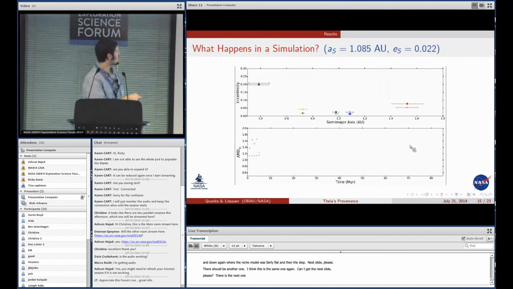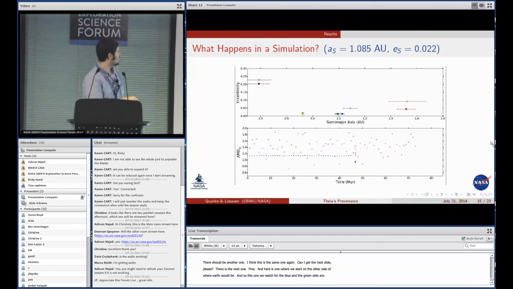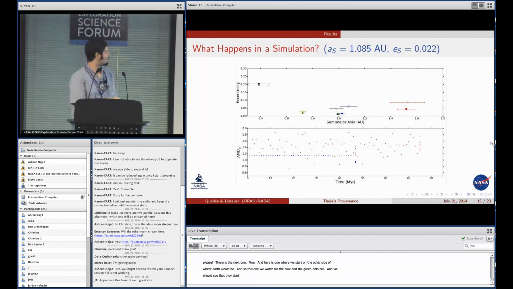And here's one where we start on the other side of where Earth would be. And so in this one we watch the blue and the green dots. We should see that they start switching places until finally there's a giant impact.